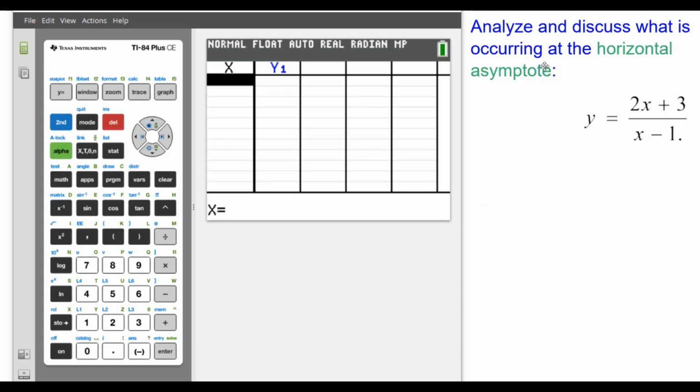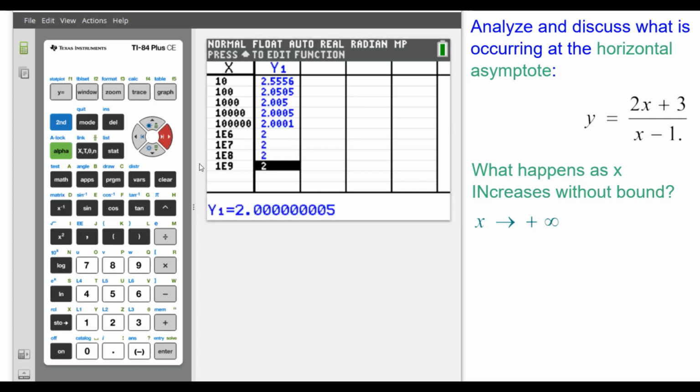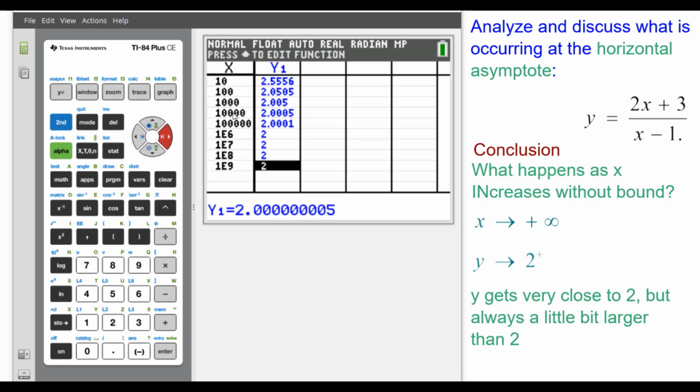Next, we'll analyze and discuss what is occurring at the horizontal asymptote. That is, we're going to look at what happens as x increases without bound. Here I've typed in 10, 100, and so on. And I did the powers of 10 up through 10 to the 9th. And the conclusion is y is approaching 2, but always a little bit bigger.